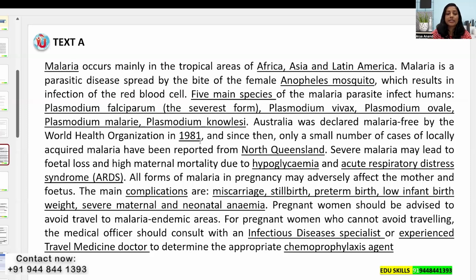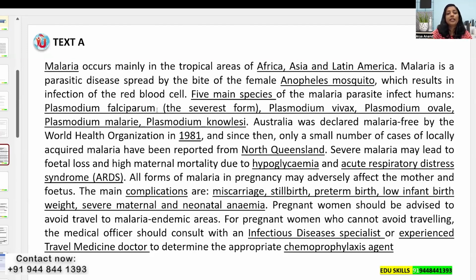Then here a number is there, 1981. Then North Queensland, it's a place. Hypoglycemia, it's a condition. Acute respiratory distress syndrome, it's a medical condition, plus the abbreviation is there, you need to underline. Then here they mentioned complications. Then pregnant woman. Then infectious disease specialist. Then travel medicine doctor, chemoprophylaxis agent. Okay, fine, enough. I'm not saying whatever I have said you need to underline. Whatever you feel is important, you can underline according to our criteria.